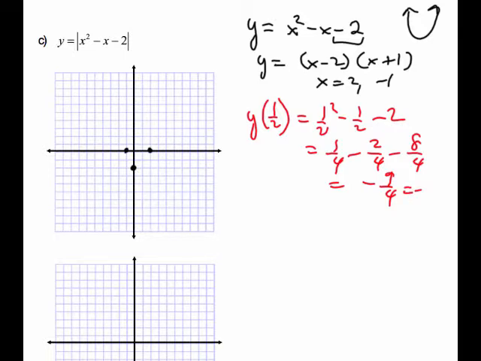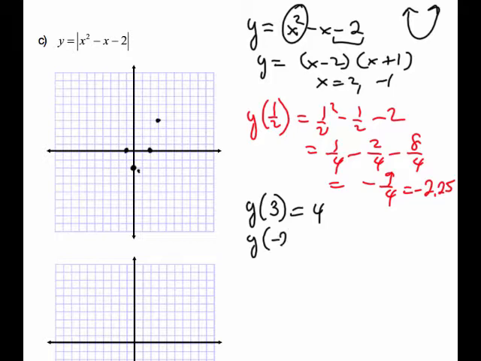Negative 2 and 1/4. Might be nice just to have another couple points of accuracy. If x was 3, 3 squared is 9, minus 3 would be 6, minus 2 would be 4. So 3 comma 4 would be a point on the graph. And when x is negative 2, y is 4. I guess that's not too surprising because of the symmetry, so my graph looks something like that.